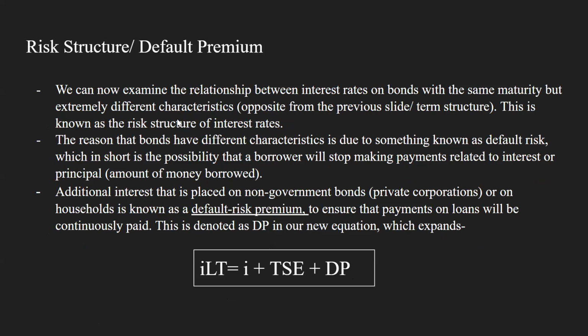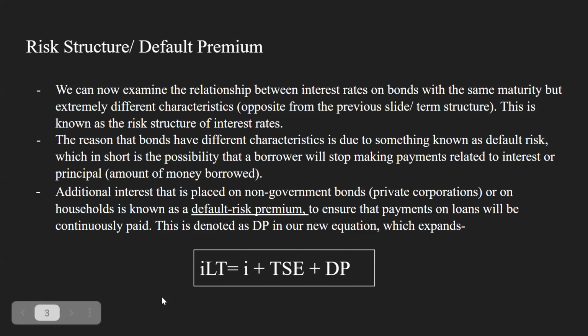The reason that bonds have different characteristics is due to something known as the default risk, which in short is the possibility that a borrower will stop making payments related to interest or principal, which is the amount of money that they have borrowed. The additional interest that is placed on non-government bonds, meaning private corporations, or on households is known as a default risk premium. The reason that there's an additional interest placed is to ensure that payments on loans will be continuously paid and people won't just default on their payments, which means to stop paying. This is denoted as DP in our new equation.